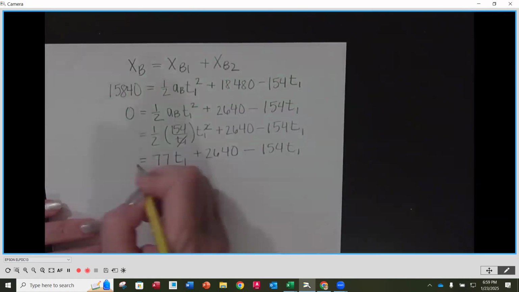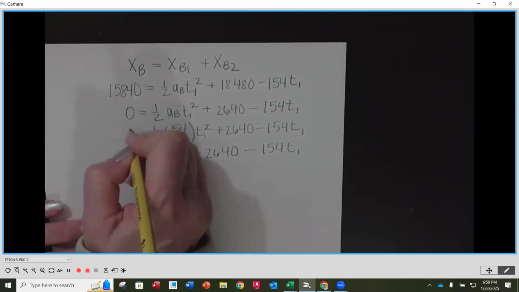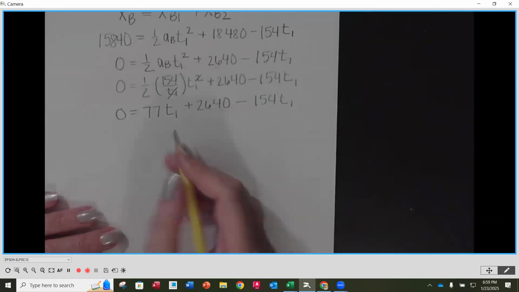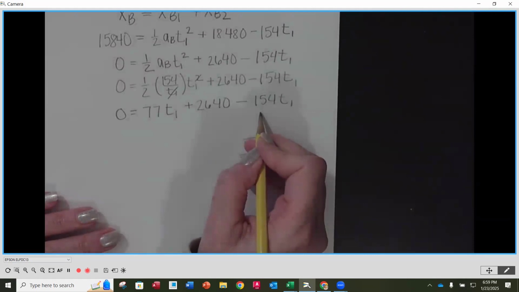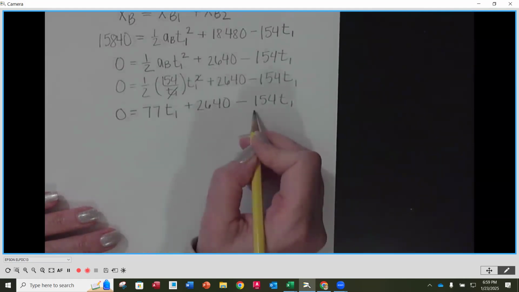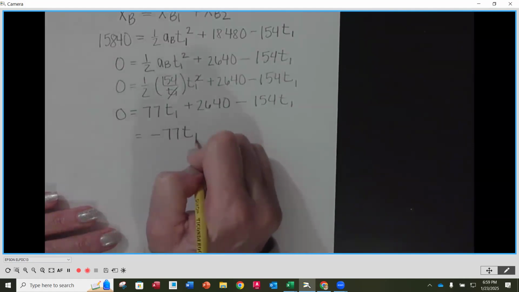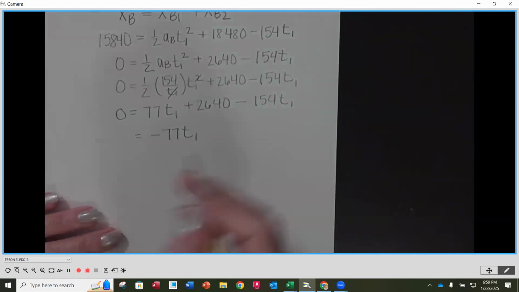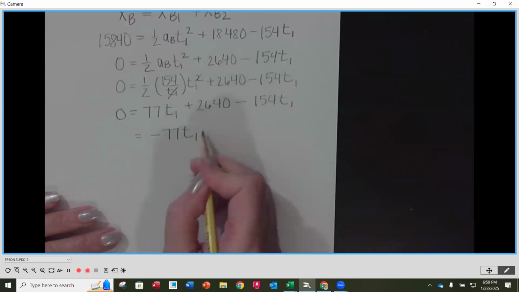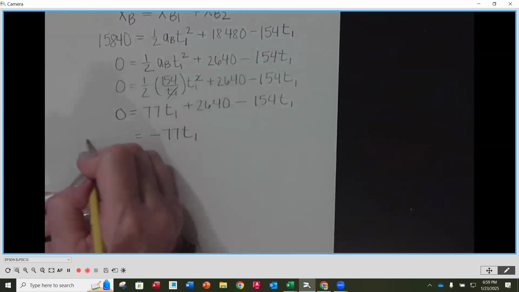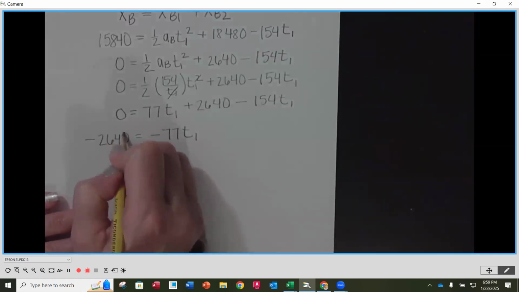Now you can see, and I'm sorry, this is 0 over here. I want to keep that 0 there. Now we've got a little combining that we can do. We can take the negative 154 plus 77. That's going to be a negative 77 T1. And then I'm going to take this 2640 and put it back on the other side, and that's going to become a negative 2640.